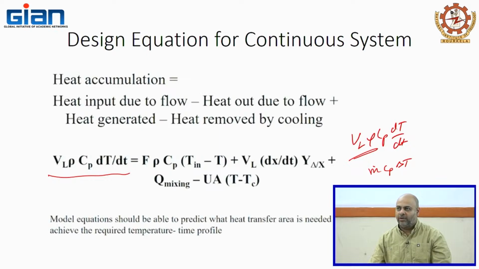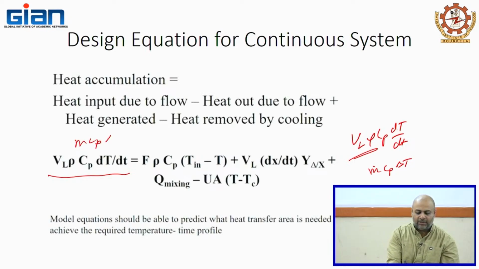Volumetric flow rate, or the MCp delta T. V is, what is mass? Volume into density, right? So, you have your volume into density Cp delta T. So, MCp delta T is the amount of heat which is there accumulated within the system. Clear? So, this term is your MCp delta T.